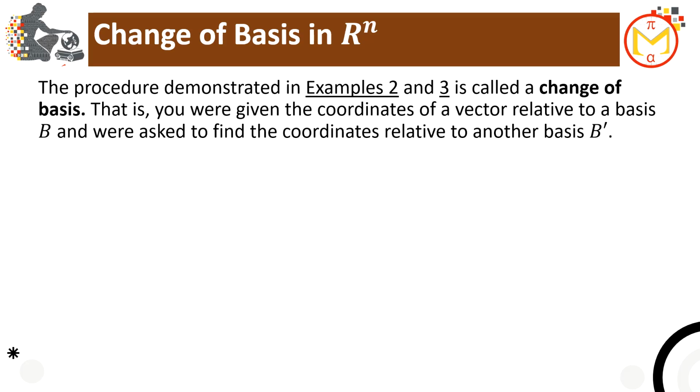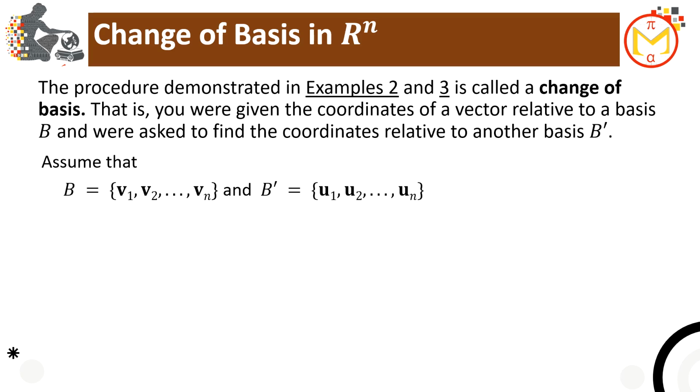The procedure demonstrated in examples 2 and 3 is what we call the change of basis. That is, you were given the coordinates of a vector relative to a basis B, and we're asked to find the coordinates relative to another basis B prime. Assume that we have the vectors in B, V1 up to Vn, and in B prime, U sub 1 up to U sub n.